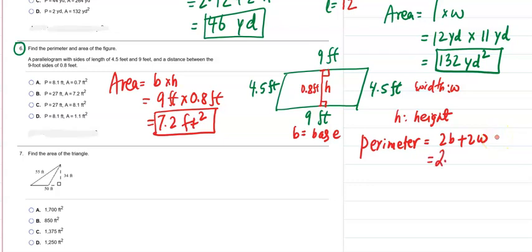2 times b is 9, plus 2 times w, which is 4.5, right. If you add them up in total, you get the parallelogram perimeter, which is going to be 27 feet. Notice that perimeter is a length, so the unit is feet. So the answer must be B.